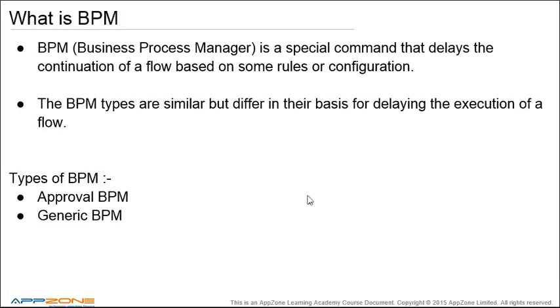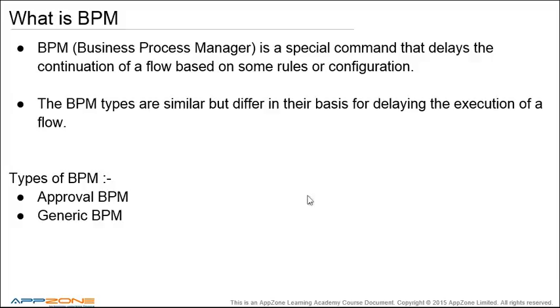So BPM, as the name implies, is a business process manager that on Dejavu allows you, at various steps within a flow, to change the user who is responsible for doing an approval or a declination of a particular request when a flow has been initiated by another user. So basically, it's a special kind of command that delays the continuation of a flow based on some rules and considerations. These rules and considerations determine the type of user that is supposed to approve or reject a particular request at a particular step within a flow.